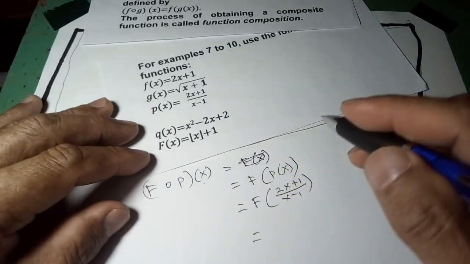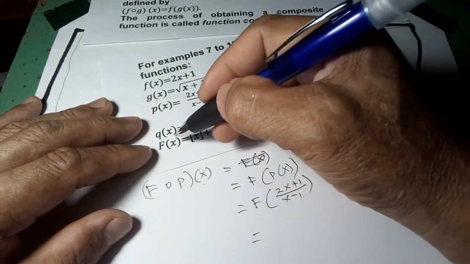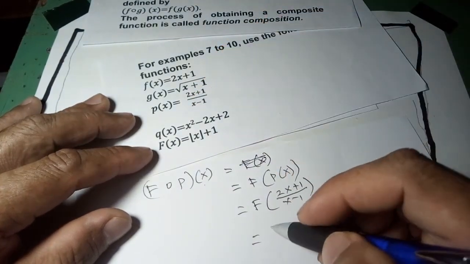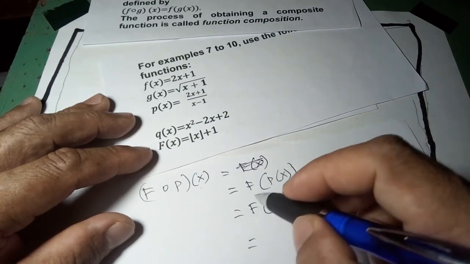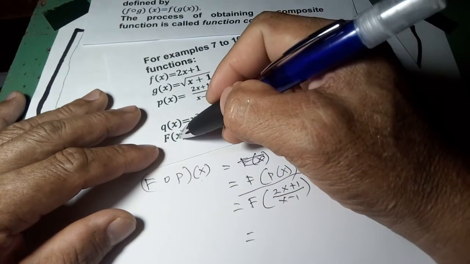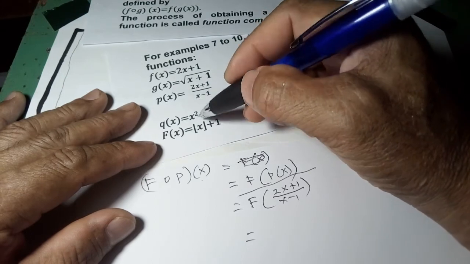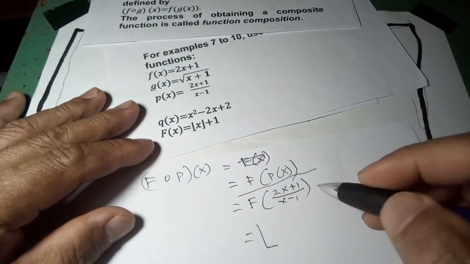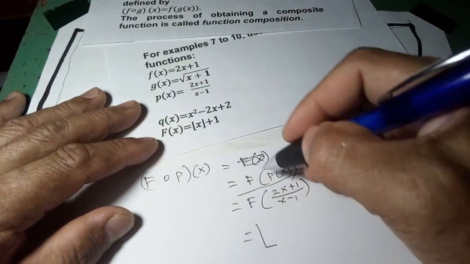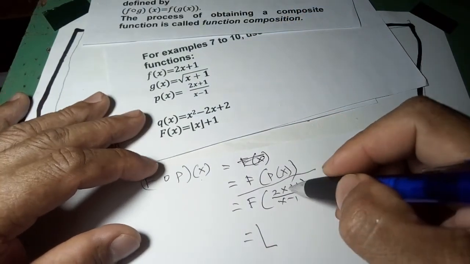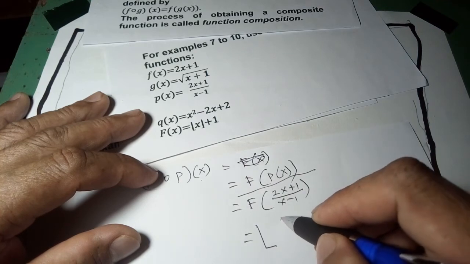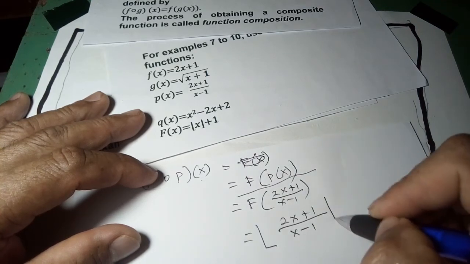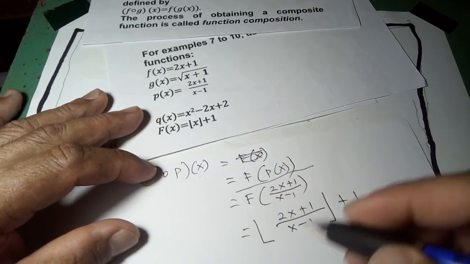Then let us look at our capital F of x. First, we can simplify. Before this step, our capital F of x is the floor function of x plus 1. We can substitute our x with 2x plus 1 over x minus 1, so 2x plus 1 over x minus 1, plus 1.